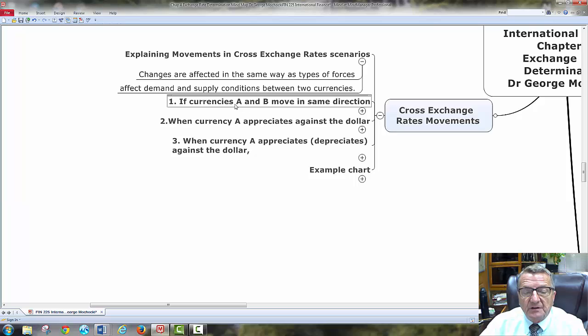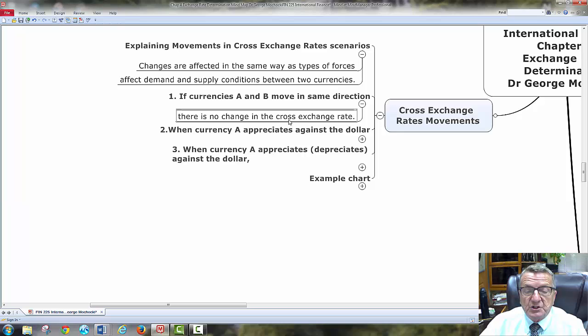If currencies A and B move in the same direction, there is no change in the cross exchange rate. No change. We're moving consistently.